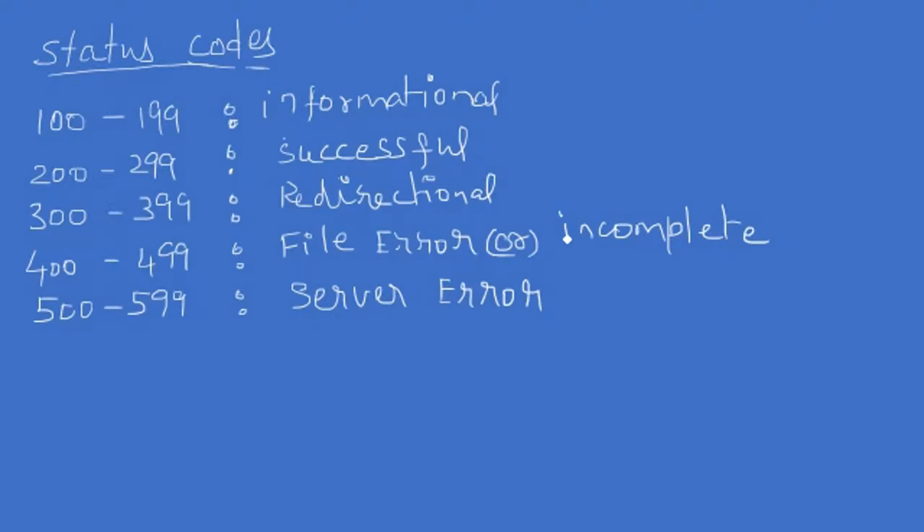The processing is not fully complete. So that's what is meant by incomplete. Then 500 to 599 states internal server error. Because of various reasons there is a possibility of server internal error, so that will be denoted by 500 to 599. So we can send these status codes to the browser.